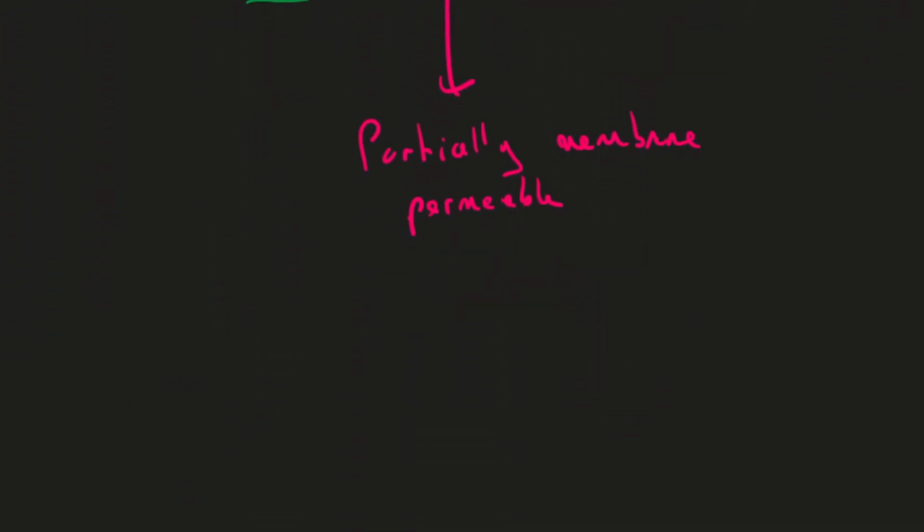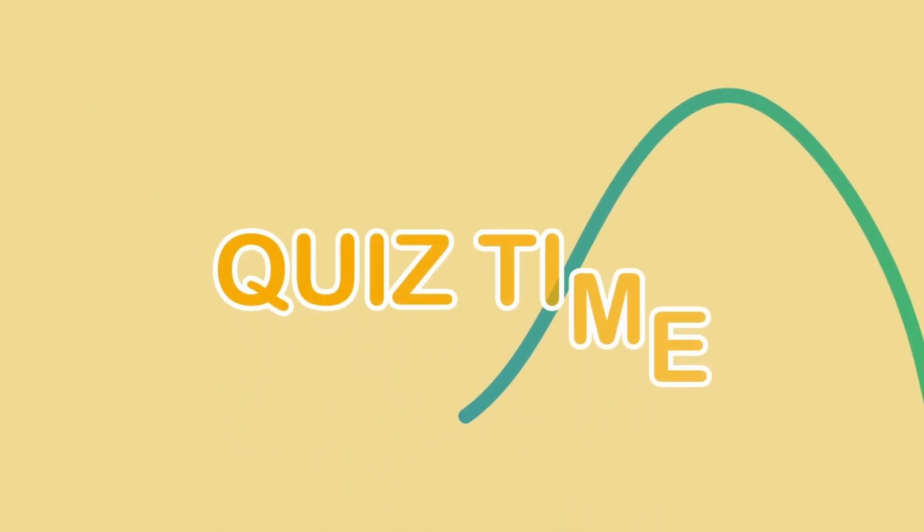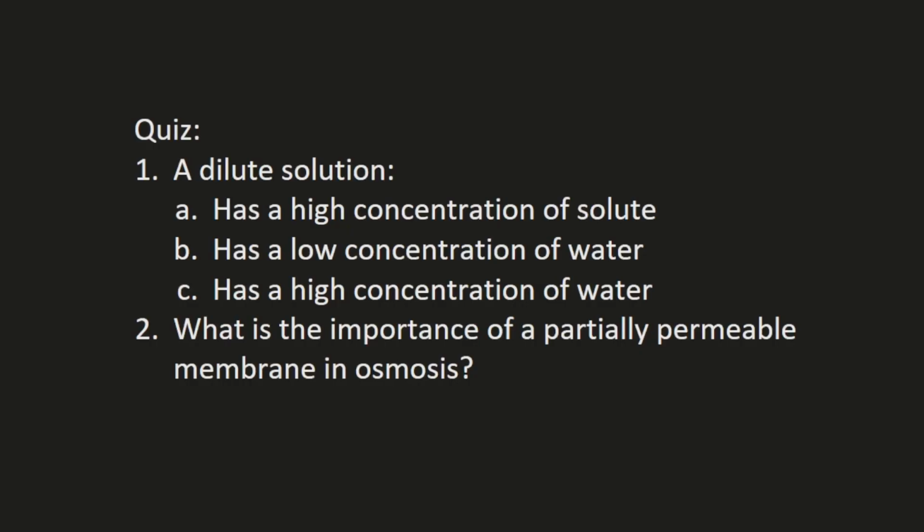So let's do a quick question to recap. A quick couple of questions, feel free to pause the video and have a go. Question 1, a dilute solution is what? Is it something which has a high concentration of solute, has a low concentration of water, or has a high concentration of water? Well, a dilute solution has a high concentration of water, it actually has a low concentration of the solute. That's the thing that's dissolved in the water, the foreign particles we were talking about earlier.